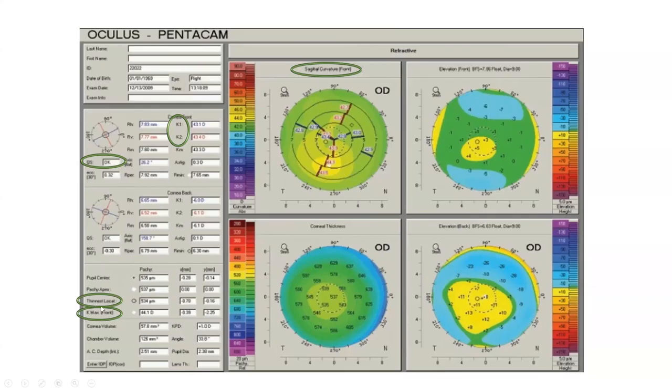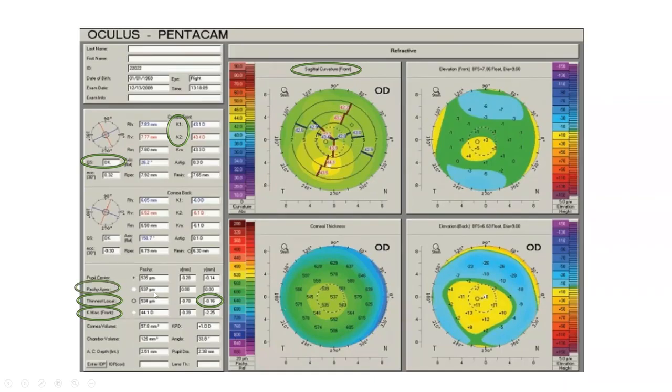So check now the thinnest location. Also check the number in the center 4 millimeter and check the displacement in the X and Y axis, and if it is more than 0.5, it is considered suspicious for keratoconus.